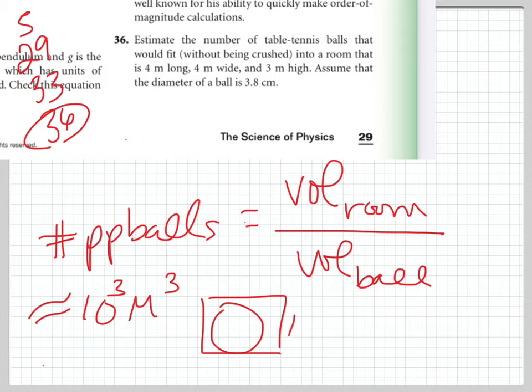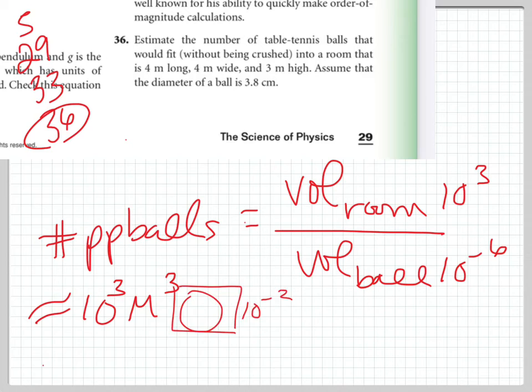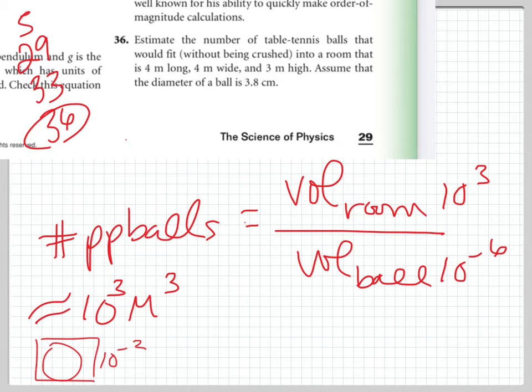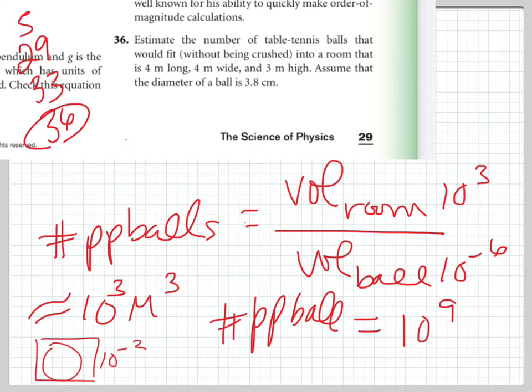It's basically order of magnitude 10 to the negative second per side. So 10 to the negative second cubed. So here we have 10 to the third. This would be 10 to the negative sixth. What would our answer be then? Well, we'd be saying that we think we could get 10 to the 9th ping pong balls in there. That's what, 1 billion ping pong balls. It's a lot of ping pong balls.